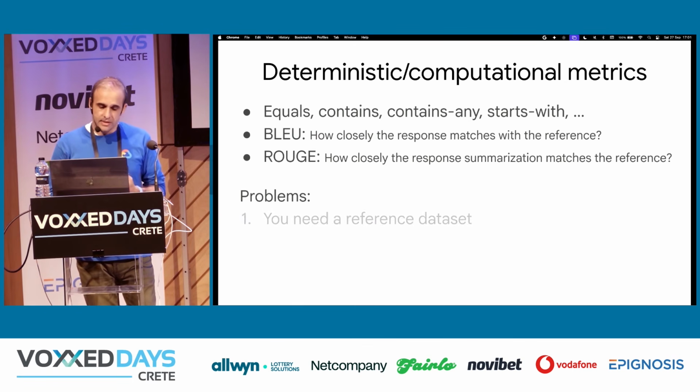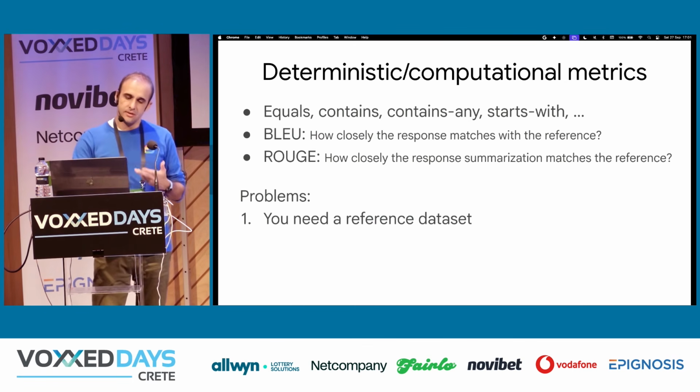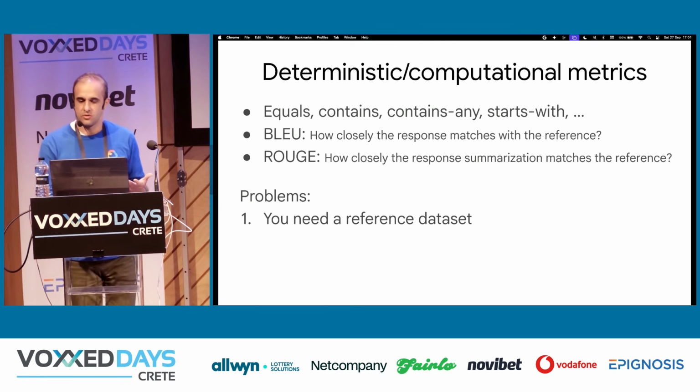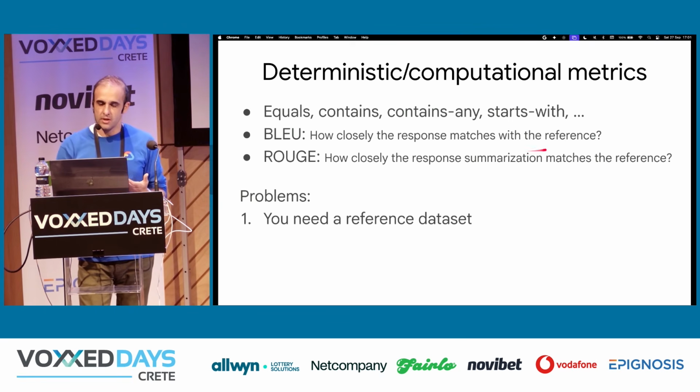But the problem with these metrics is that, number one, you need a reference data set. In both BLEU and ROUGE, or even with equals, you need something to compare to. So you need to know what you're expecting. And if you have that, great. But if you don't have a reference data set, then you can't use them, right?